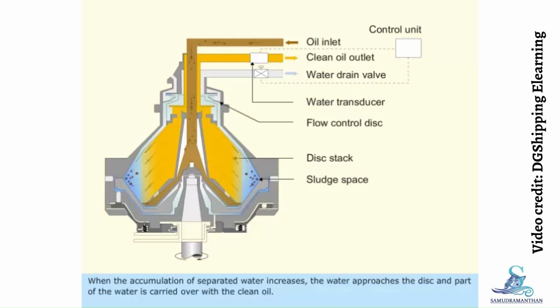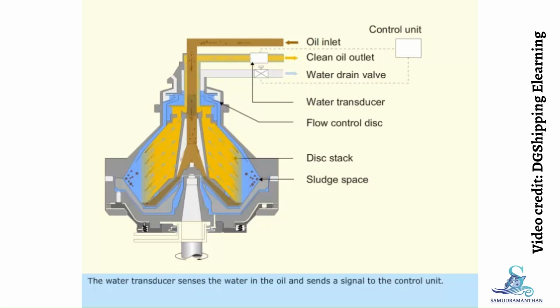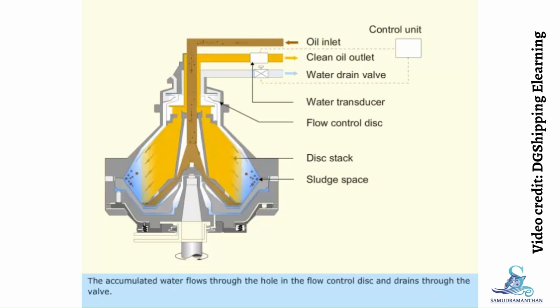When the accumulation of separated water increases, the water approaches the disc and part of the water is carried over with the clean oil. The water transducer senses the water in the oil and sends a signal to the control unit. The control unit opens the water drain valve. The accumulated water flows through the hole in the flow control disc and drains through the valve.